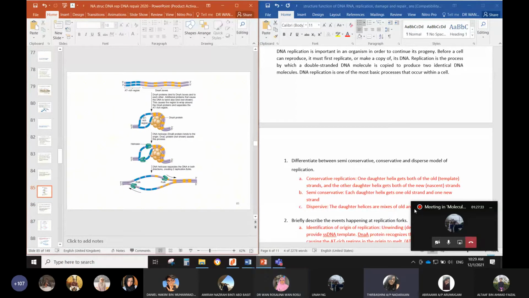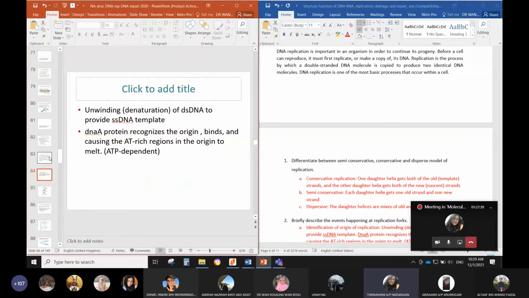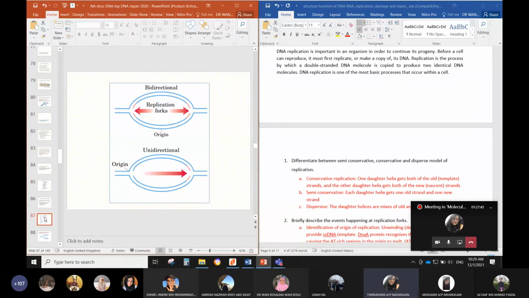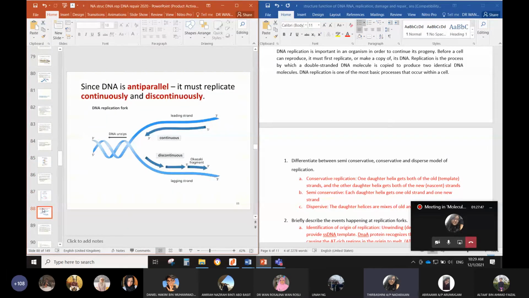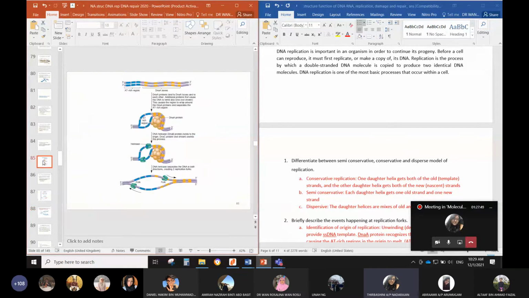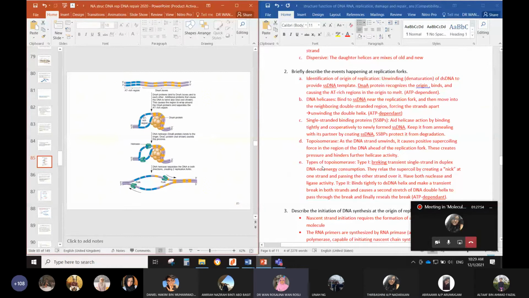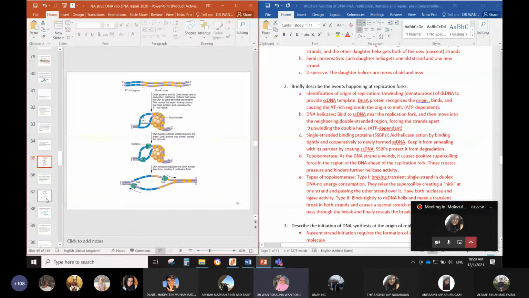So, at the replication fork, it's a branch point where DNA replication occurs. In a replication bubble, the replication fork may be unidirectional or bidirectional, where the DNA helicase will break the hydrogen bonds holding the two strands together. So basically this is the start of the DNA replication process. Thank you for your answer.